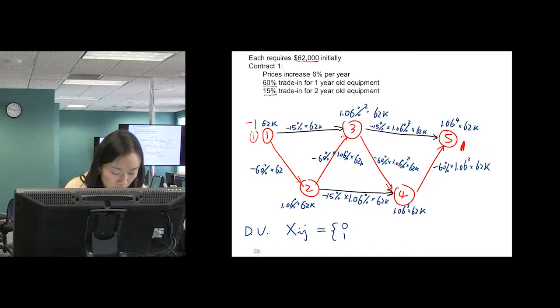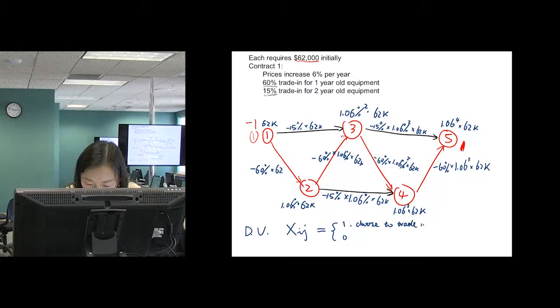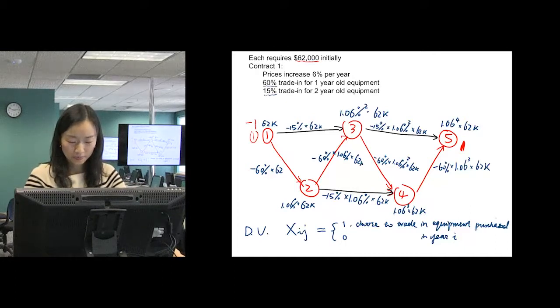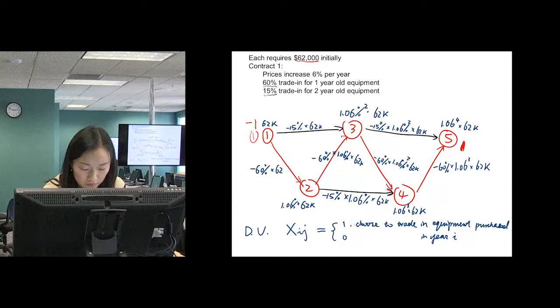Let me revise the order. I'll put 1 or 0. 1 means choose to trade in equipment purchased in year I. I would say in year J. Choose to, if I write in this way.